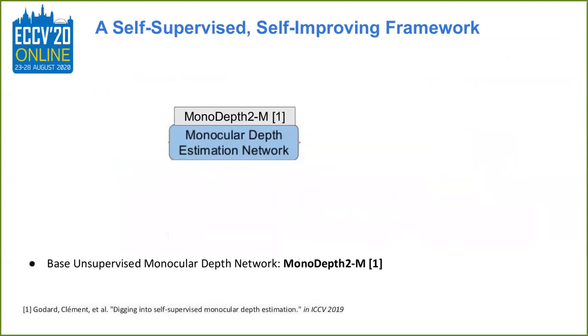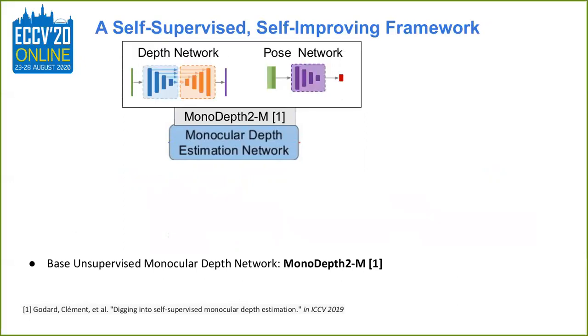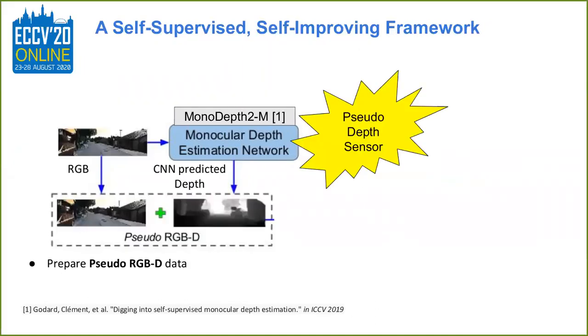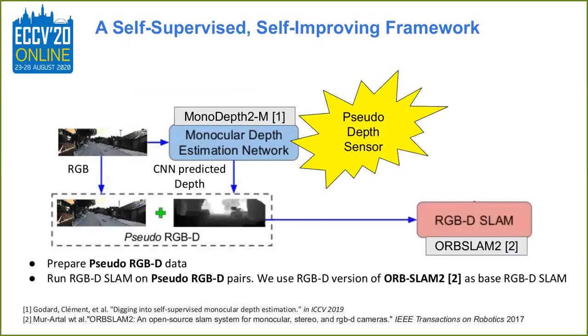In this work, we have used MonoDepth2 as our base unsupervised monocular depth prediction network. It consists of two subnetworks, depth network and pose network. We first pre-trained the MonoDepth2 using monocular videos in a completely unsupervised manner. Inspired by the success of RGB-D SLAM, we postulate the use of an unsupervised CNN-based depth estimation model as a pseudo depth sensor. Once the depth network is trained, we prepare pseudo RGB-D data by combining the RGB and its depth estimated from the pre-trained CNN depth model and run RGB-D SLAM using pseudo RGB-D data. We call this a pseudo RGB-D SLAM.